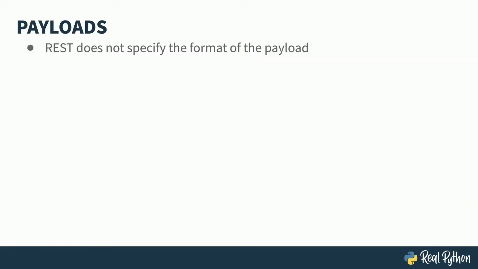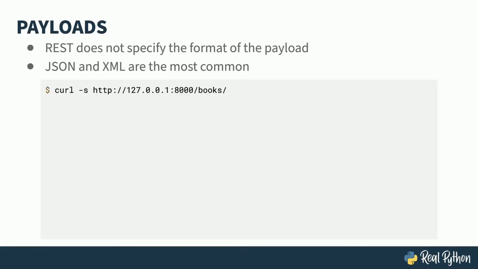The REST protocol does not specify the format of the payload. The most common payloads are JSON and XML. The DRF, which the rest of this course is about, supports these out of the box, and there are third-party packages that you can use to add on to the DRF to support other ones as well. A popular one adds YAML as a payload. Let me show you an example of what a JSON payload looks like.